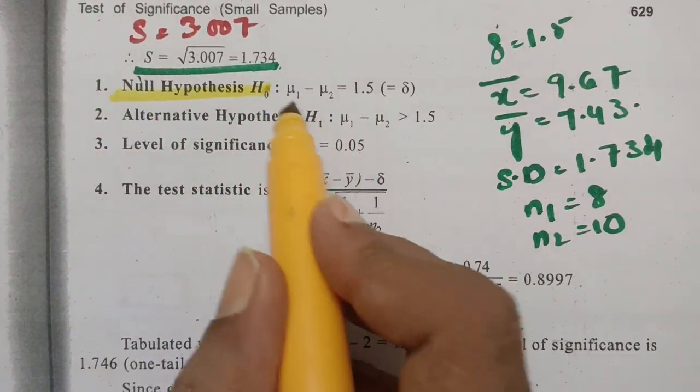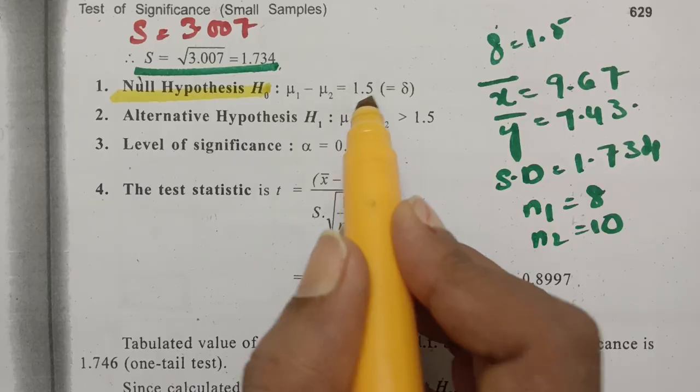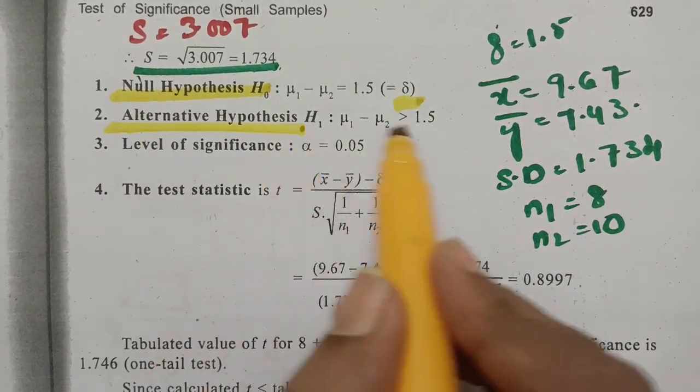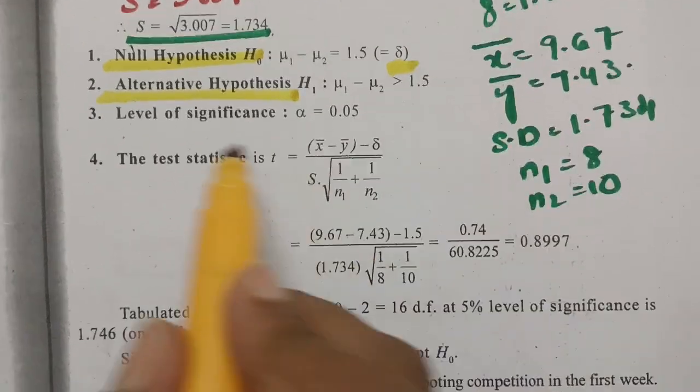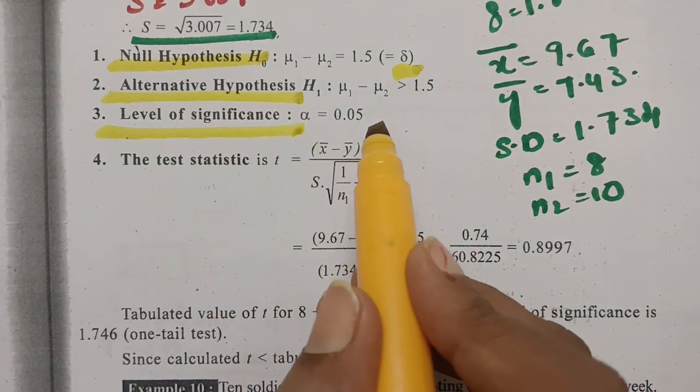First one is the null hypothesis: mu1 minus mu2 is equal to 1.5, which is equal to delta. The alternate hypothesis: mu1 minus mu2 is greater than 1.5. Level of significance, 5% level.